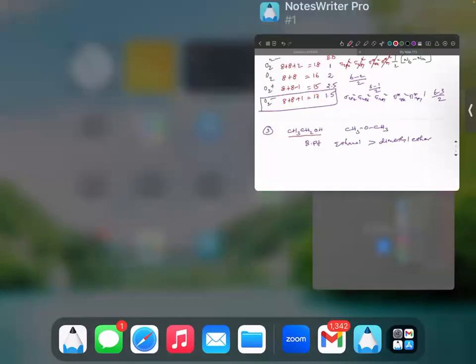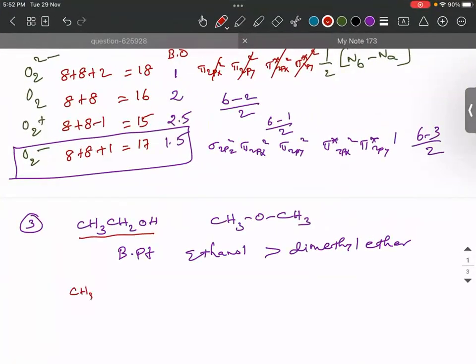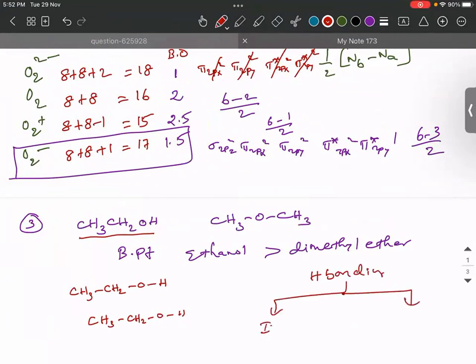So here ethanol can form what type of hydrogen bond, intra or intermolecular? The hydrogen bonding has two types: intra and inter. Intra means within the molecule. Inter means between the molecules.